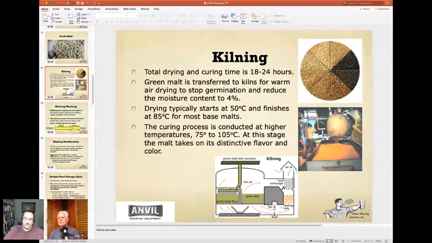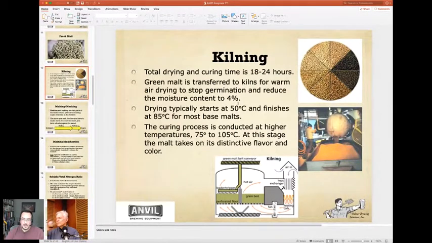Does that create an off flavor? No, it just means that there's no starch left to convert to sugar for the brewer. So, yeah, we want that sugar, not the plant. We don't want the plant to have it. So, kind of selfish, but oh well.